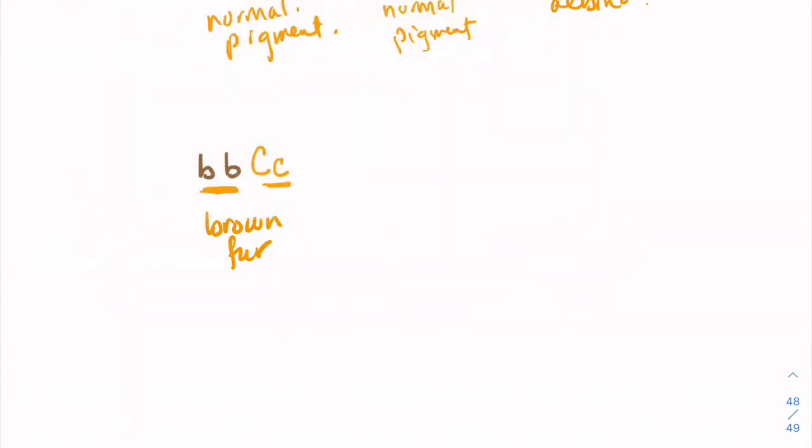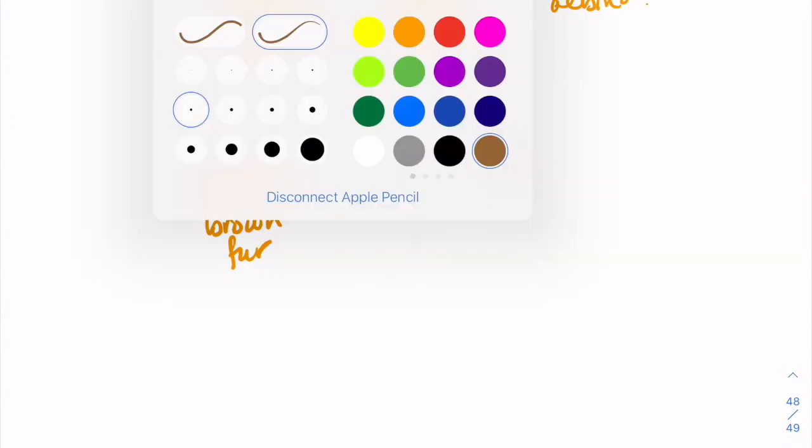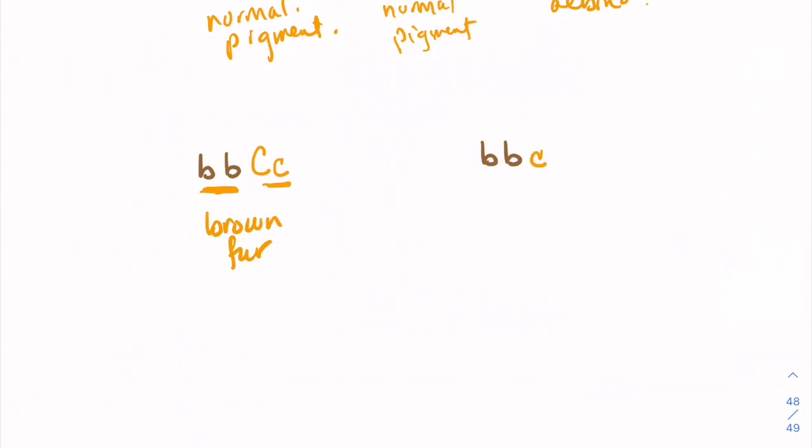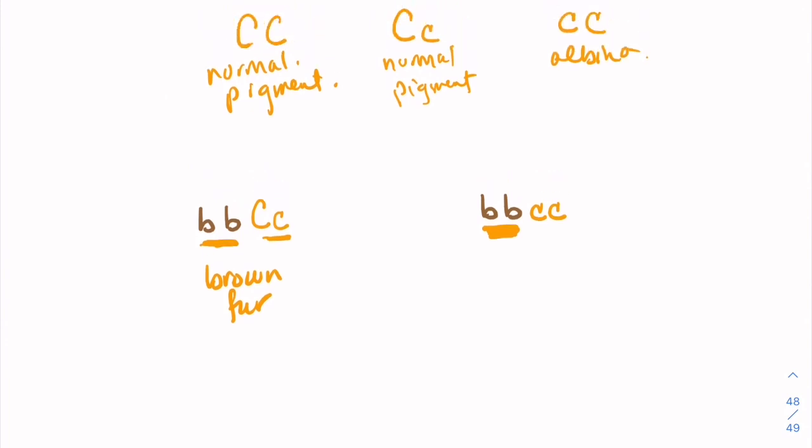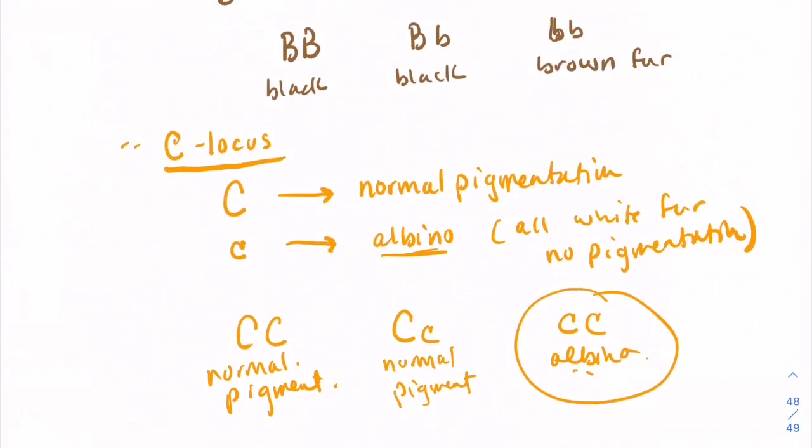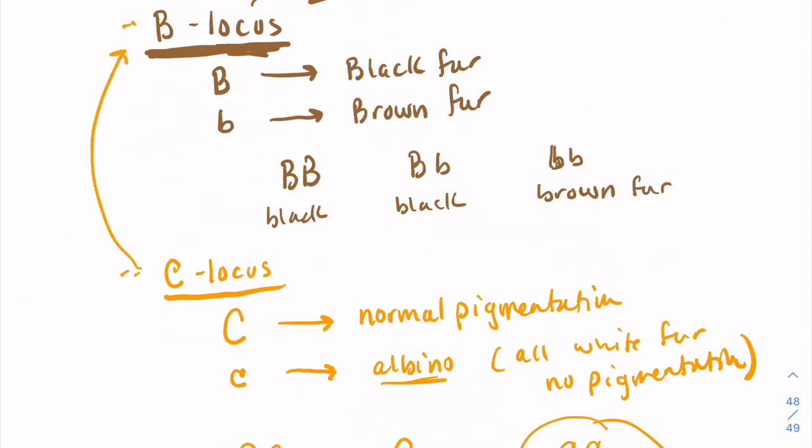Easy peasy. Well, let's say another cat is homozygous recessive at the B locus, but let's say at the C locus, it's also homozygous recessive there. Now the B locus here says it's going to have brown fur, but the C locus says, not so fast, you're going to be an albino cat, and I don't care what the B locus says. That's because the C locus is epistatic over the B.